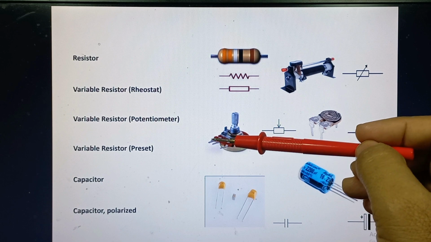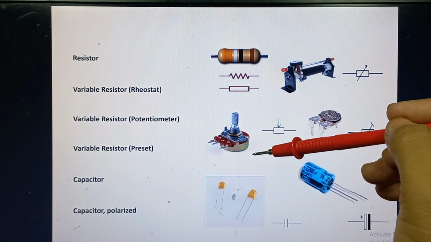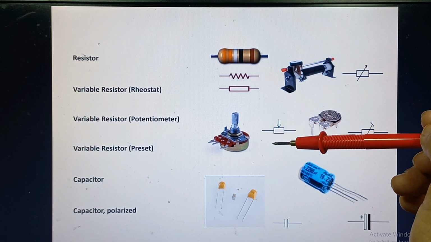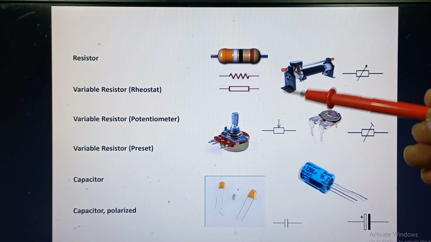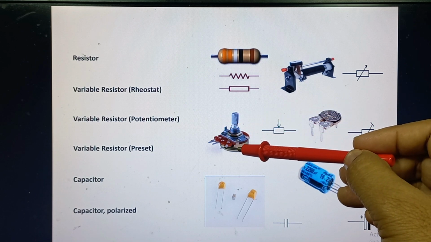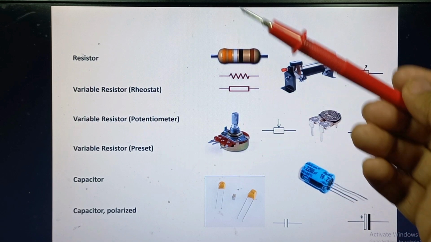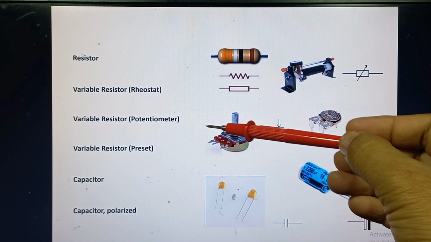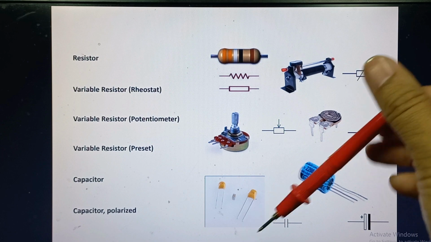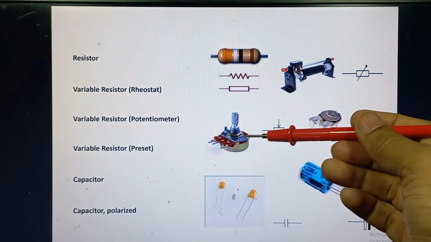The central point is normally the point at which the variable value of that resistor is measured, whereas the other two extreme terminals, like shown over here, these are the extreme terminals, are at the fixed value. These extreme terminals represent the net value of that potentiometer as well.